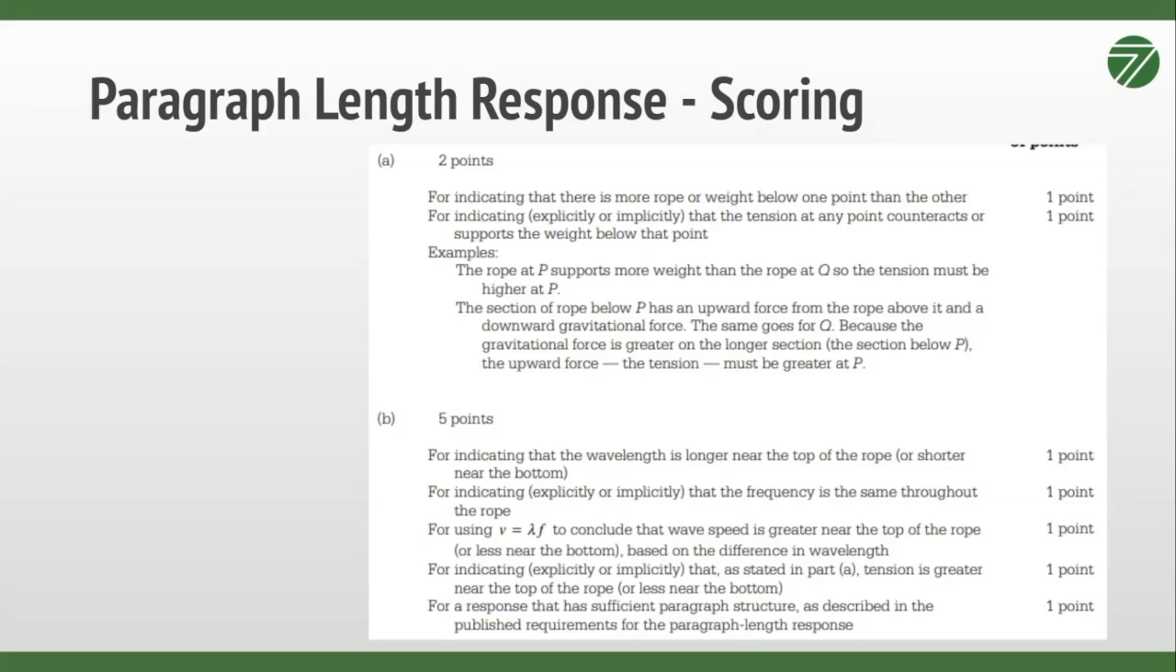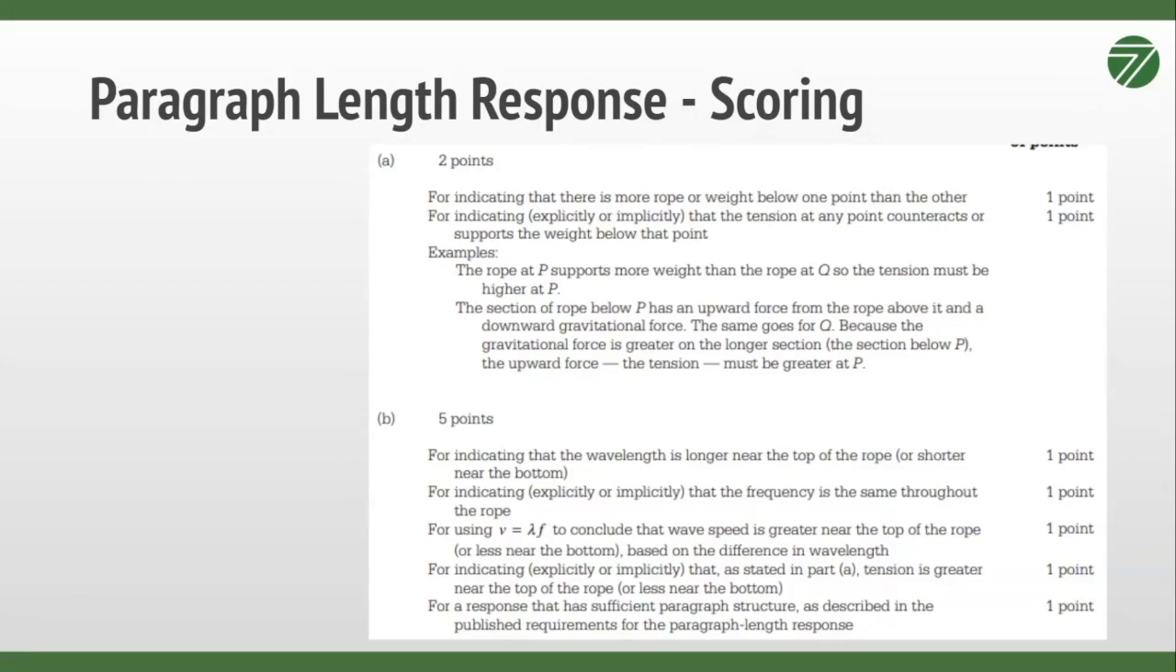Maybe the grader doesn't see how you hit every single little thing, but your overall grade is going to be good if you make sure you're covering the important concepts. Okay, so in this case, 1 point for indicating that the wavelength is longer near the top of the rope or shorter near the bottom. You don't even need to bring in outside knowledge. That's just citing important evidence, right?